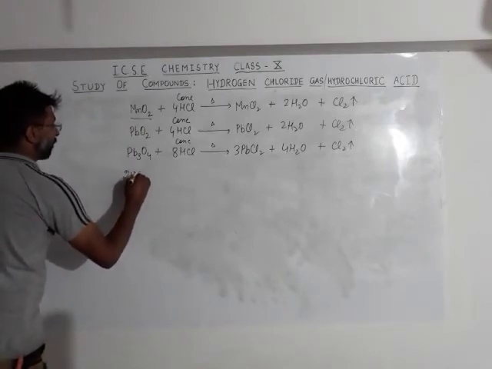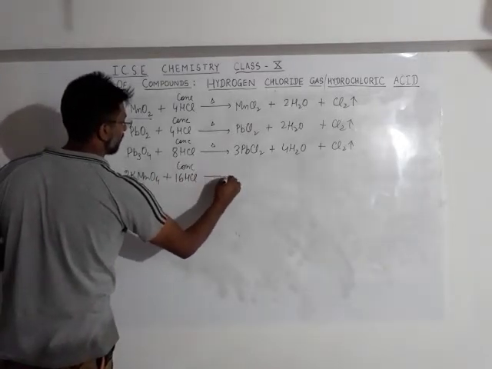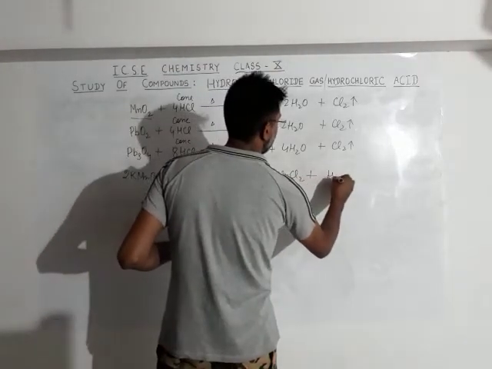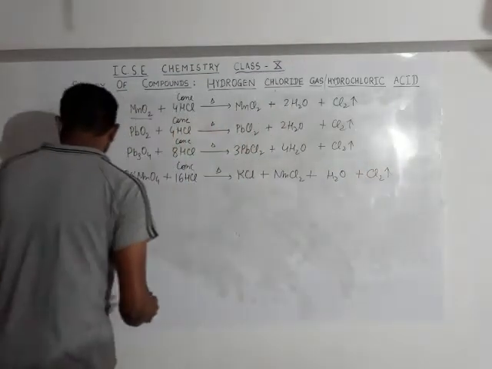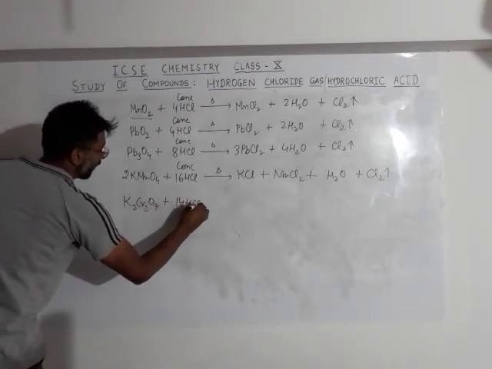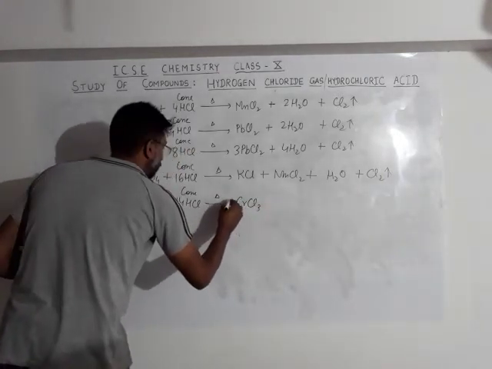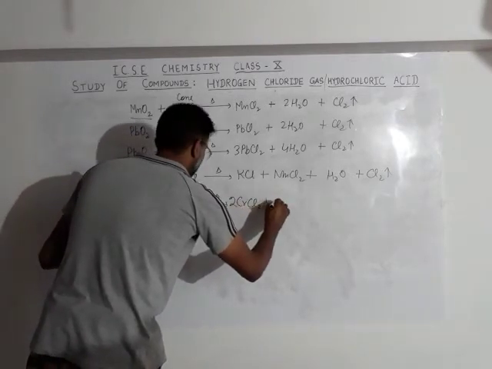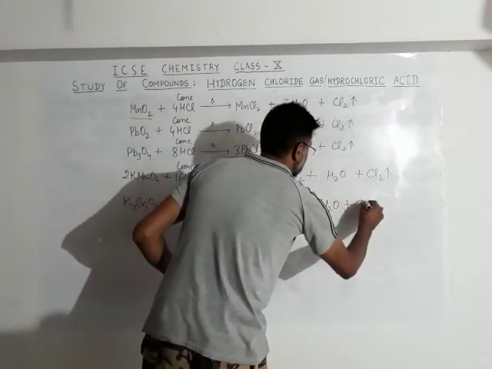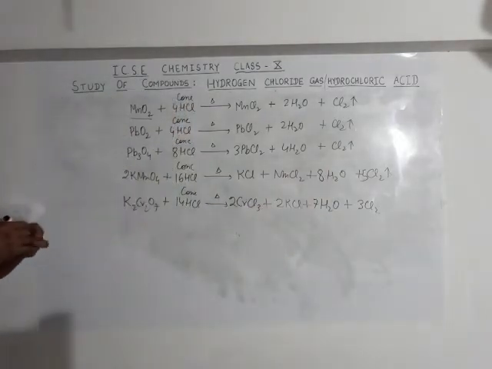Next one is the reaction with potassium permanganate solution, KMnO4 plus 16HCl. This is concentrated hydrochloric acid. It forms potassium chloride plus manganese chloride plus water plus chlorine gas. Next one is the reaction with potassium dichromate, K2Cr2O7, reacting with 14HCl, concentrated HCl, forming chromium chloride, 2CrCl3, plus 2KCl plus 7H2O plus 3Cl2. Over here there is 5, and water is 8. Now these equations are very important, my dear students.